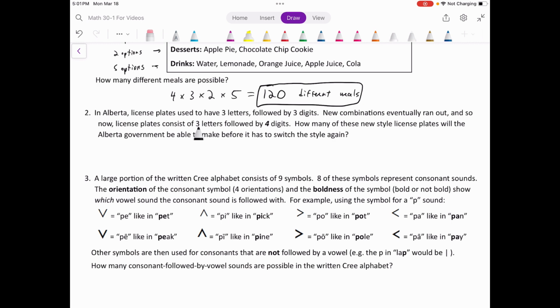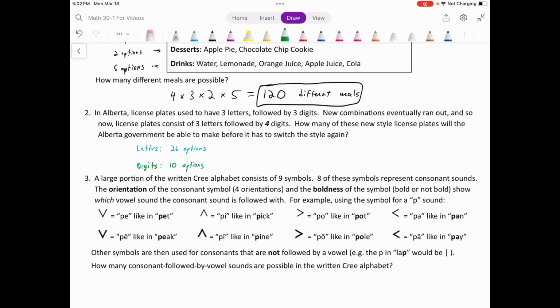So let's break this down a bit. We want to have 3 letters followed by 4 digits. So how many options are there for letters? Well, there's 26 letters in the alphabet, A to Z, 26 options, A, B, C, D, all the way down to Z. Now, digits, how many digits are there? Be careful. Don't forget 0. 0 is a digit. So we have 0, 1, 2, 3, 4, 5, 6, 7, 8, 9. There are 10 digits. Sometimes students forget that 0 is a digit. There's 10 options, 0 to 9.